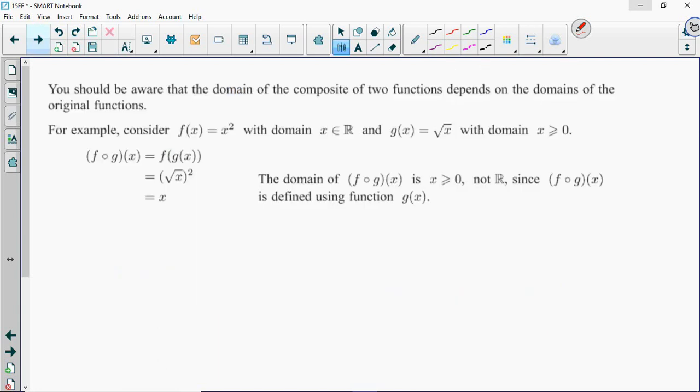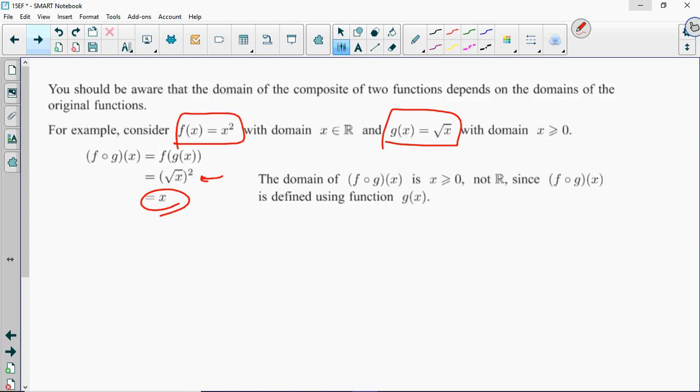When we think about the domain of a composite function, we should look at the final simplified form, but we also need to consider the most inside function that went into it, and consider that as well for the domain. To show you what I mean, if we have these two functions here, f of x equals x squared, and g of x equals the square root of x. If we calculate f of g of x, clearly the square root and the square are going to cancel out, and we're left with just x.